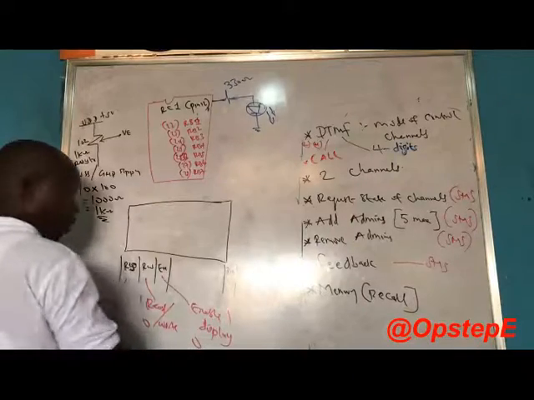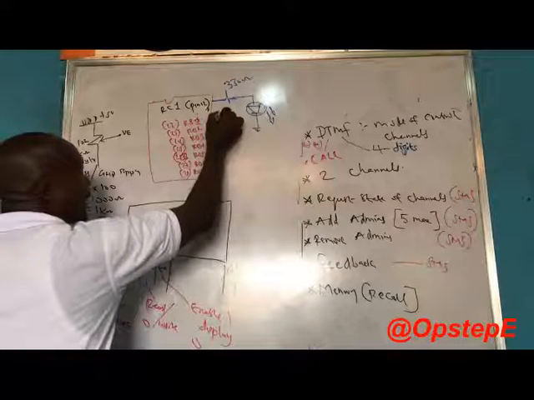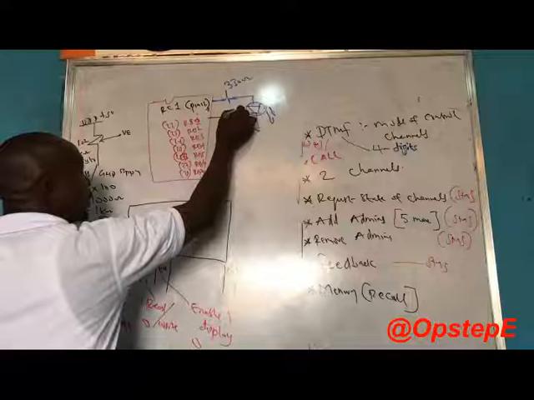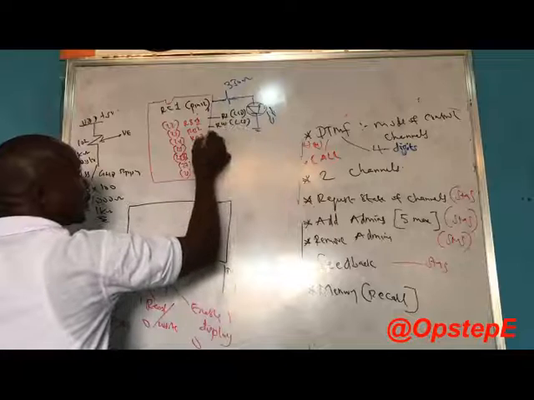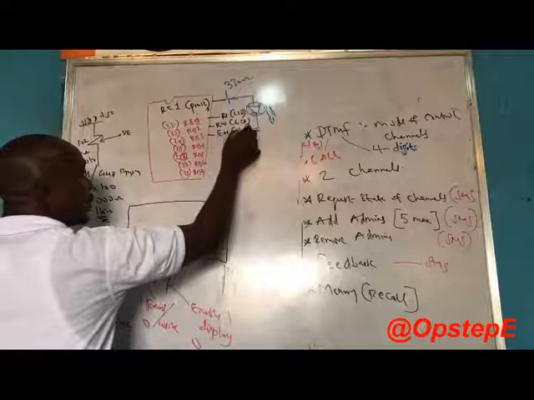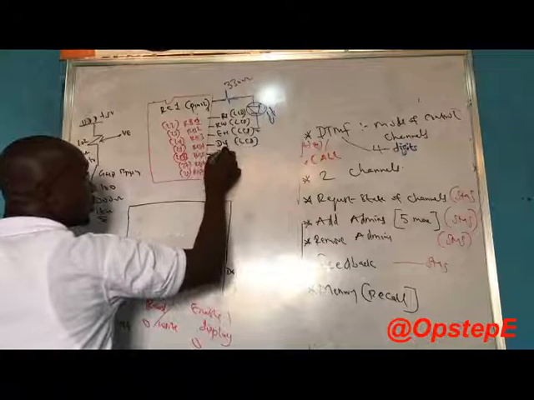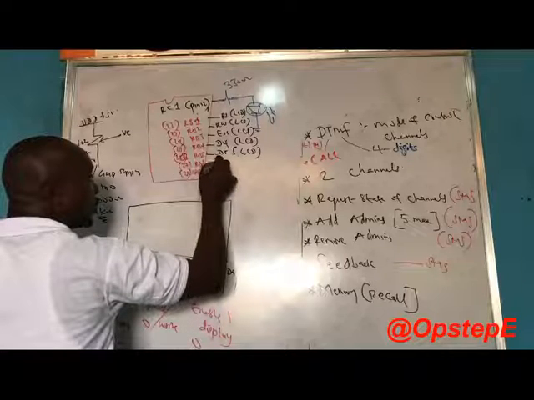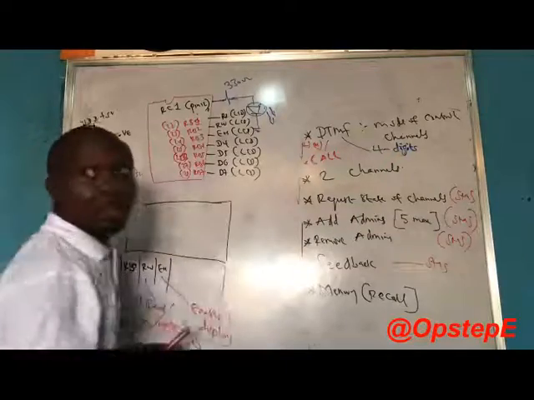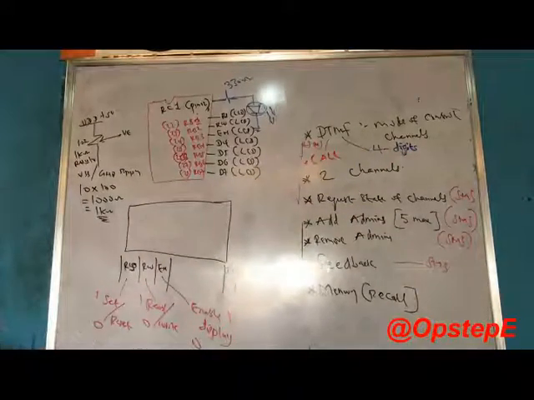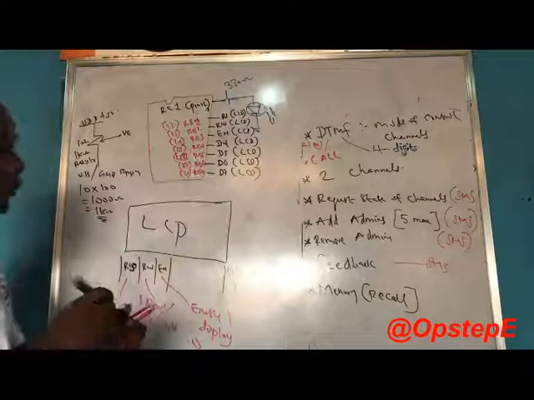So, by effect, can I continue? Yeah. The RS of your LCD was connected here. Your RW of the LCD was connected here. The EN of the LCD was connected here. Your D4 of the LCD was connected here. The D5 of the LCD was connected here. The D6 of the LCD was connected here. And your D7 of the LCD was connected here. That is how the LCD was connected to the microcontroller.